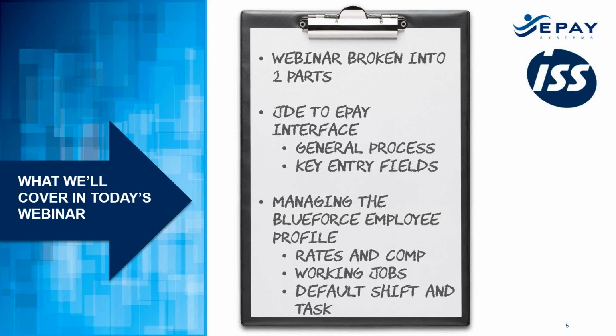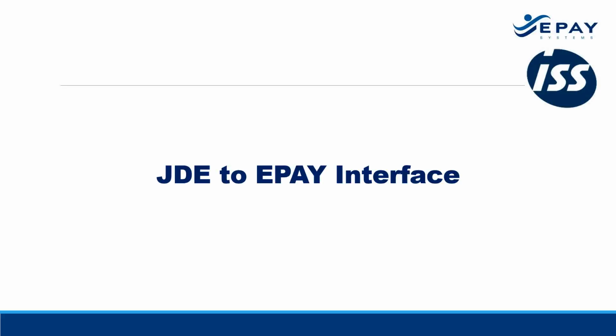And then we'll also go into managing the Blueforce Employee Profile, and that's going to be for all the Blueforce users on the call. We'll talk about the Rates and Compensation tab, we'll talk about the Working Jobs tab, and then we'll wrap it up with a discussion on the Default Shift and Task tab. Now, as I will mention a little later in our call, Blueforce is made up of 8 different tabs on the employee record with different varying pieces of information. We're only going to focus on 3 of those today, and then the rest of them will be focused on in next week's webinar. So our first topic we'll go into is the JDE to ePay interface.